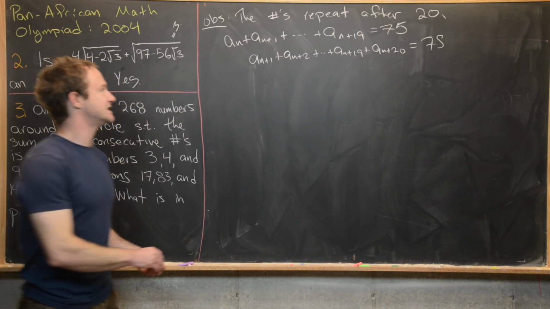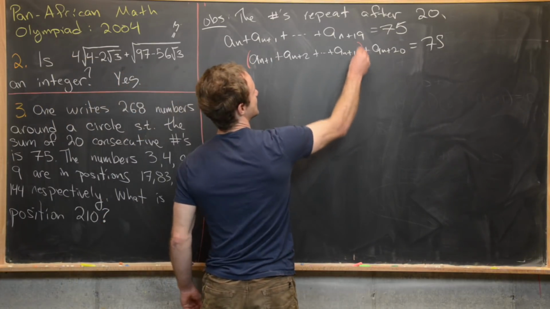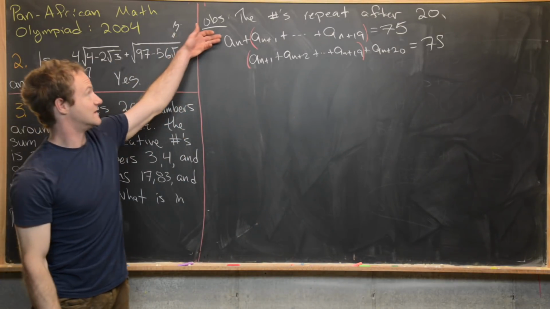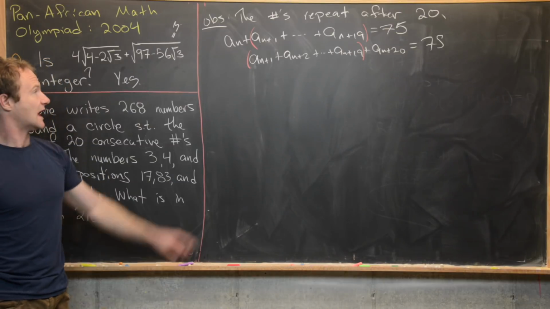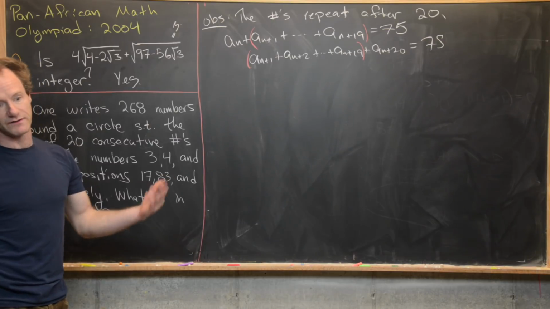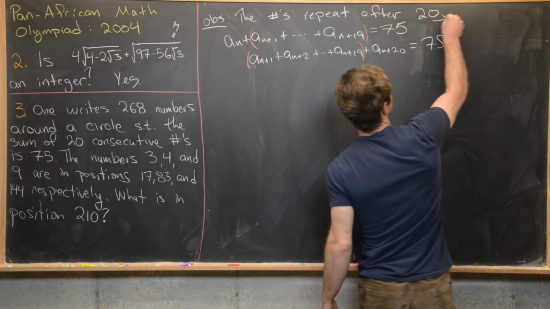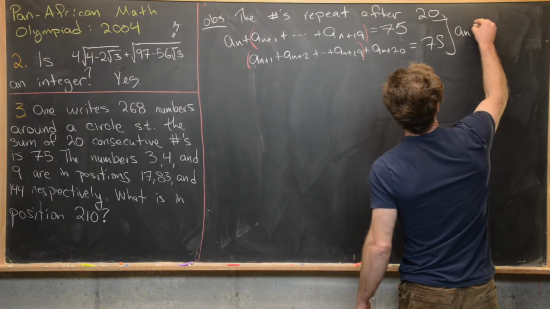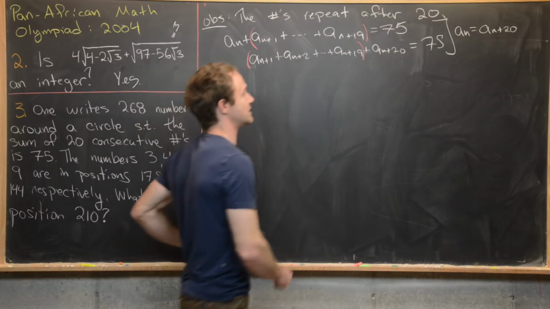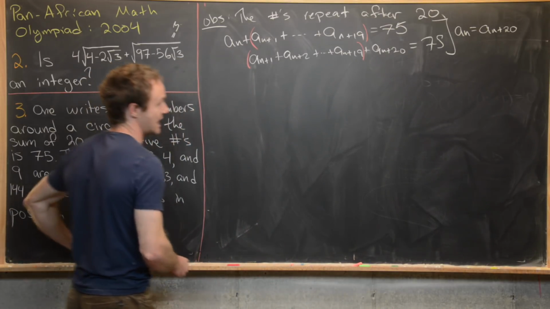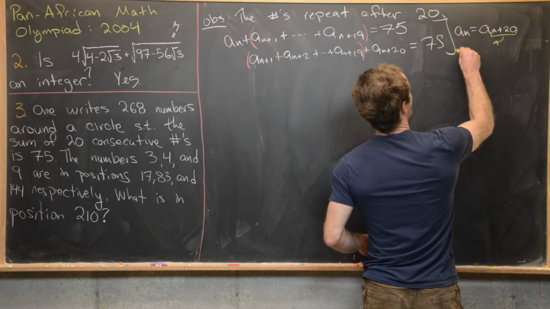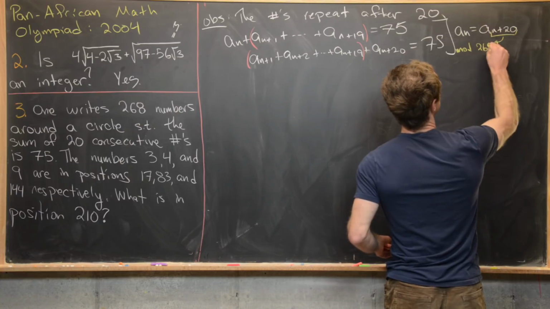But look, each of these expressions has big chunks that are exactly the same. So that means I can subtract this expression from this expression, and that'll leave us with a_n minus a_{n+20} equals 0, since it's 75 minus 75. In other words, we have a_n is equal to a_{n+20}. And this is going to be true for all values of n, where all of this is happening mod 268.